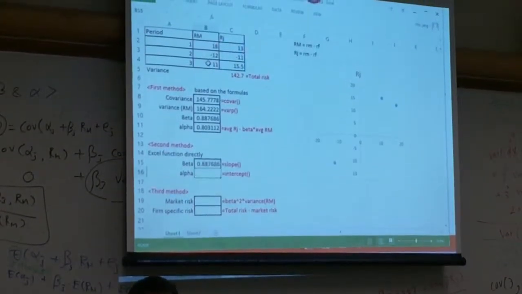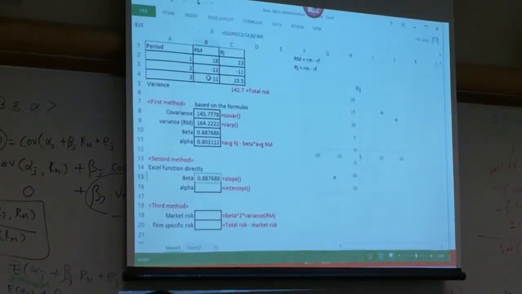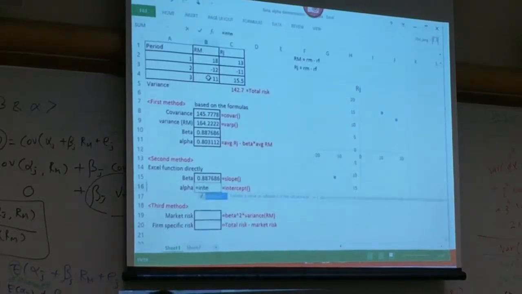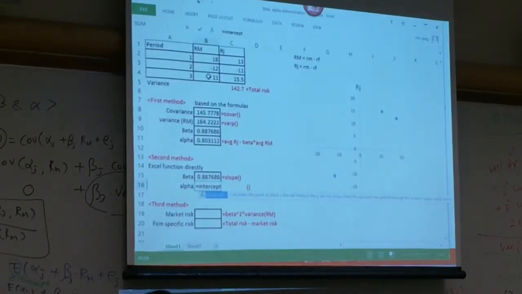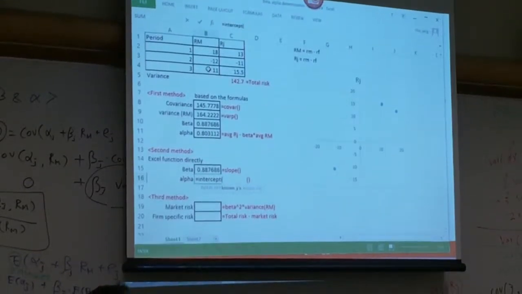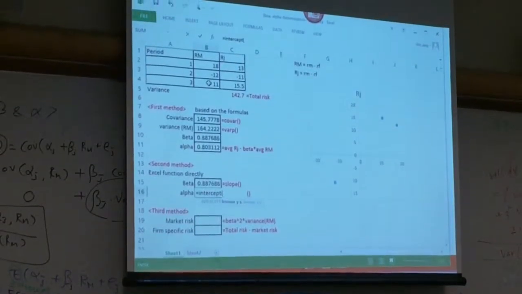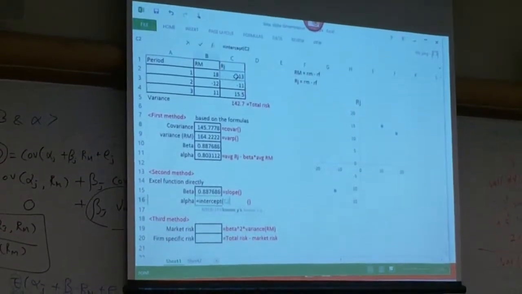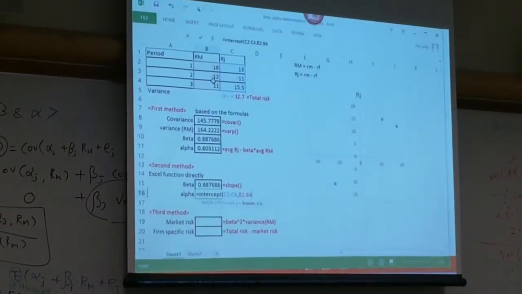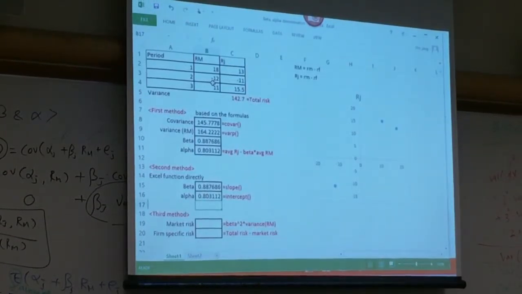Slope function. So it's beta, same, isn't it? Beta. The simplest method, just using this function, slope function. What about intercept here? The alpha is using intercept. Also say y values first and then x values. There should be a comma. Y values, return on portfolio, x value, always market return. Okay. See that alpha is also the same.